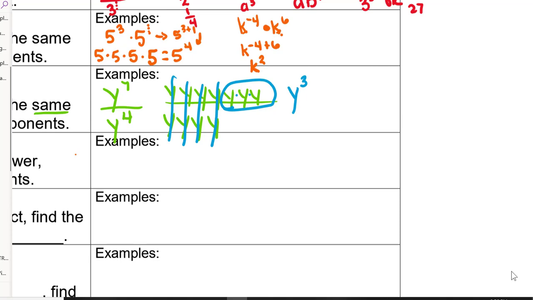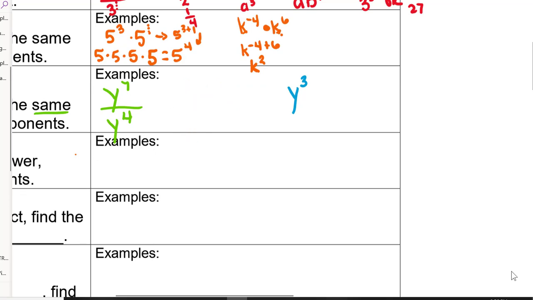That is the reason why this works. So y to the seventh, whatever the numerator exponent is, minus the denominator exponent, gives us y to the third. Y to the seventh divided by y to the fourth is y to the third.